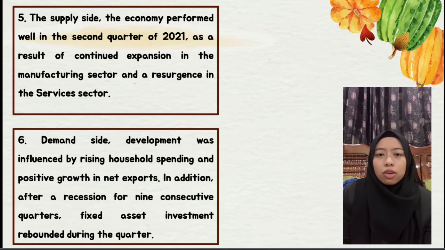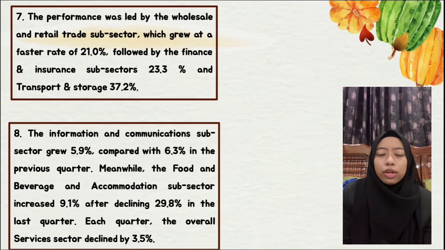The services sector was the most significant contributor to the Malaysian economy, up 30.4% in the second quarter of 2021. The performance was led by the wholesale and retail trade subsector, which grew at a faster rate of 21.0%, followed by the finance and insurance subsectors 23.3% and transport and storage 37.2%.